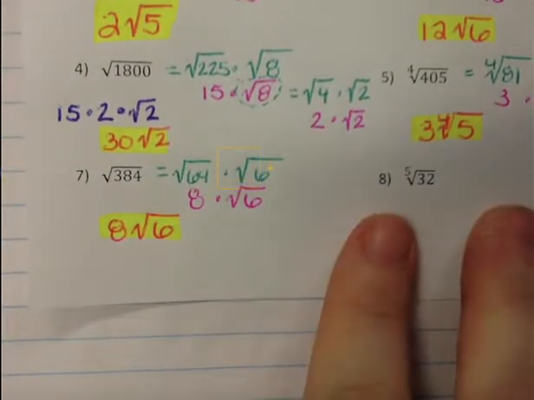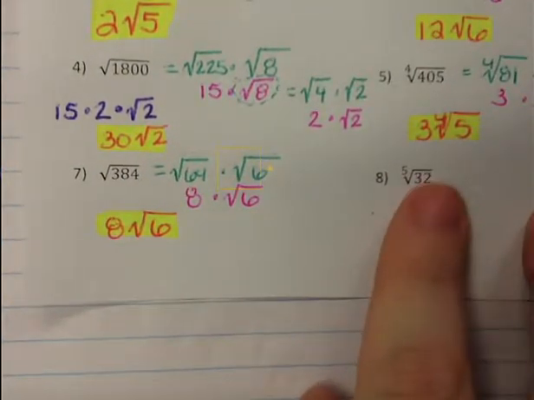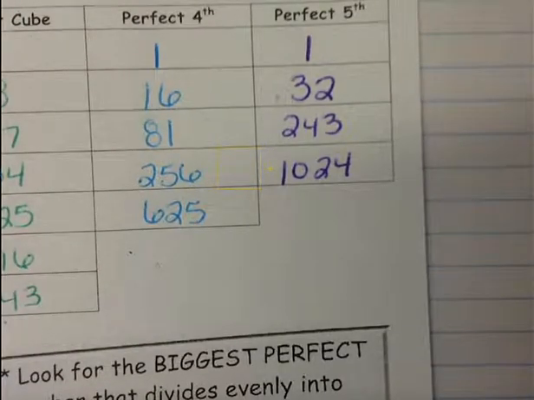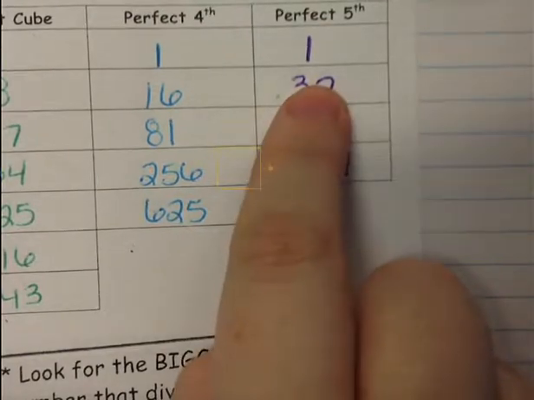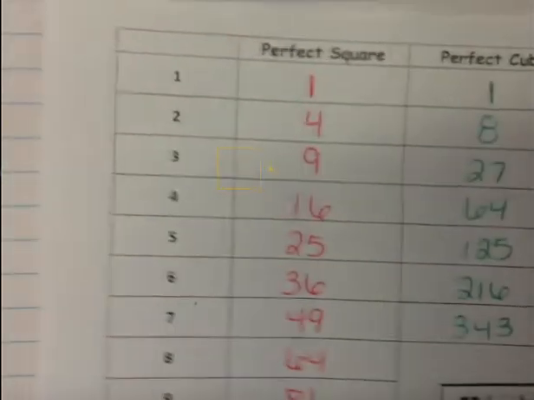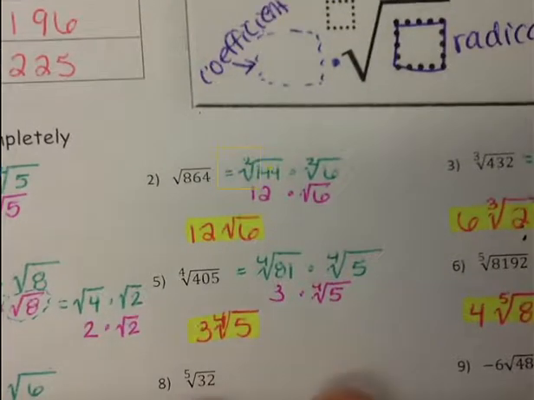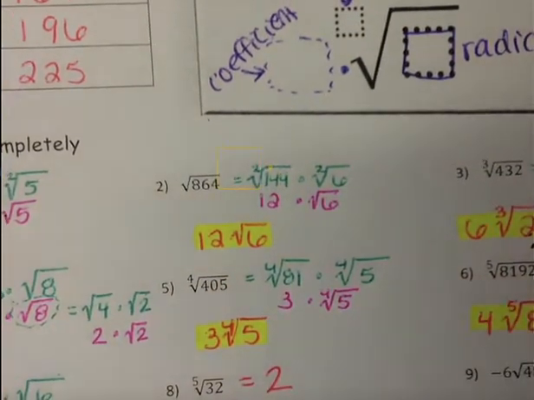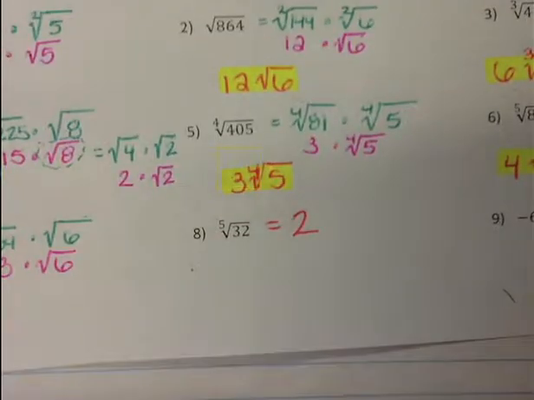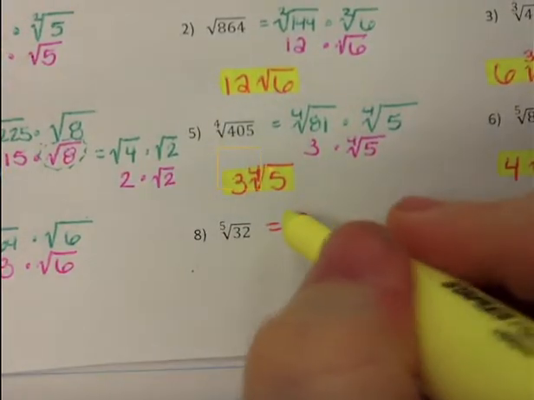This next one, number 8, is the 5th root of 32. Now, if you look at the perfect fifths column, 32 is actually already a number there. So the 5th root of 32 is already possible. It's just 2. So our answer for this is just equal to 2. We don't even have to divide by anything because it's already a number in there. So that's automatically your answer.